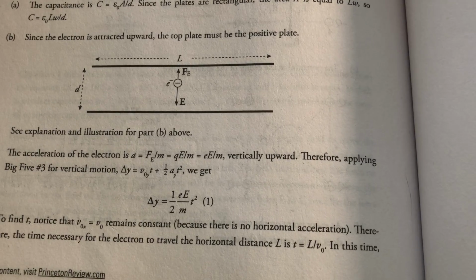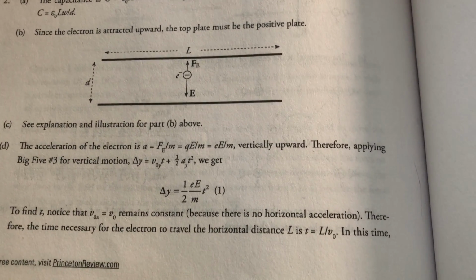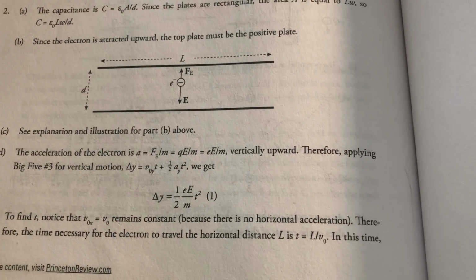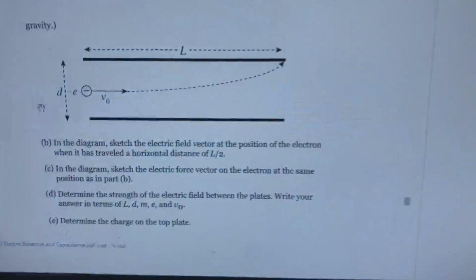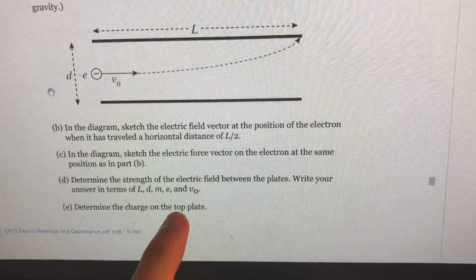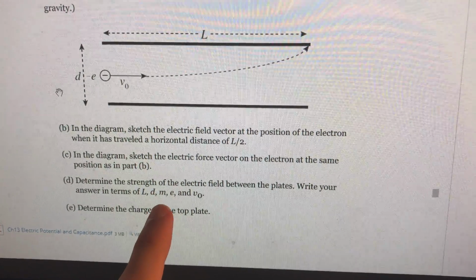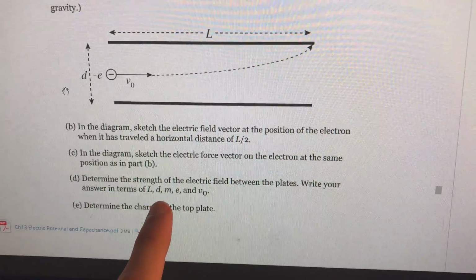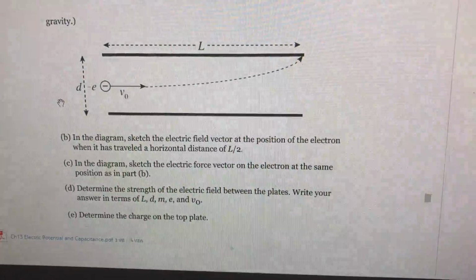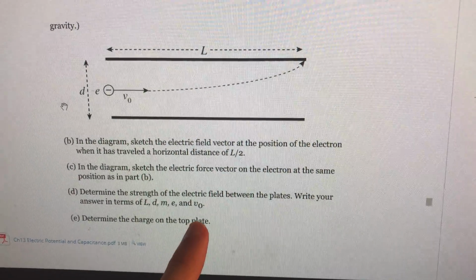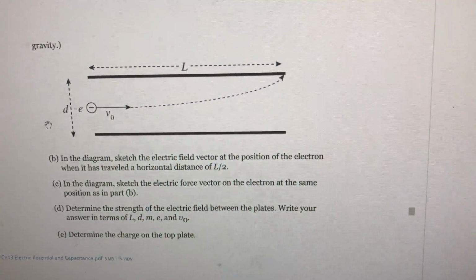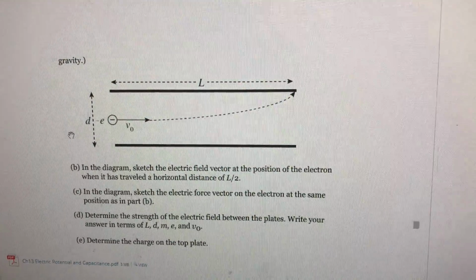M is the mass of the electron, which for us is a little weird because we haven't been using mass a lot in this electricity stuff. Now L, D, and V naught, those are all lengths or distances and an initial velocity. And that's all stuff from kinematics.